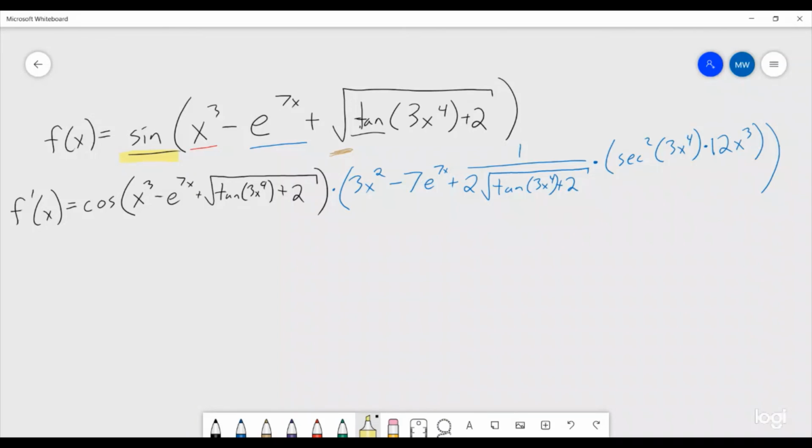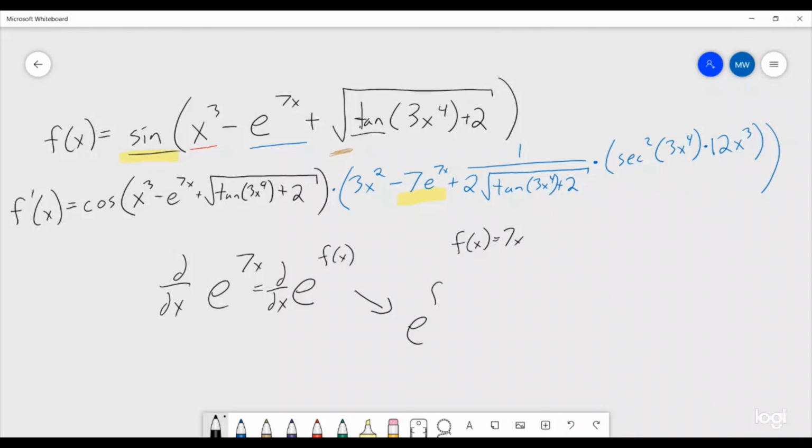I just realized that I did skip over how I got this. When we are taking the derivative of e to the 7x, we can think of this as e to the f of x, where f of x is equal to 7x. So if we are taking the derivative of e to the f of x, that is going to be e to the f of x times f prime of x. And so that's where we're getting e to the 7x times 7, because 7 was the derivative of 7x. So that's how I got this piece.